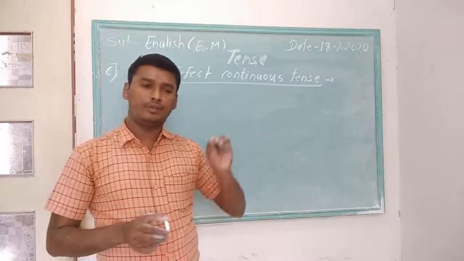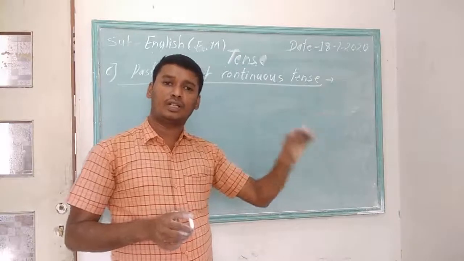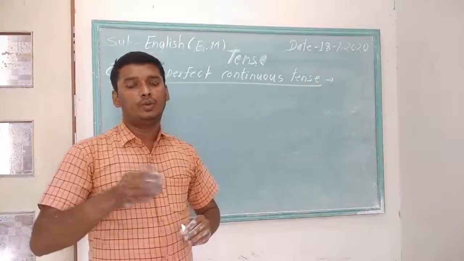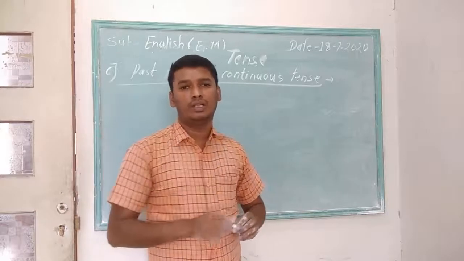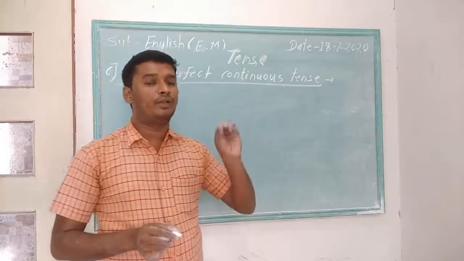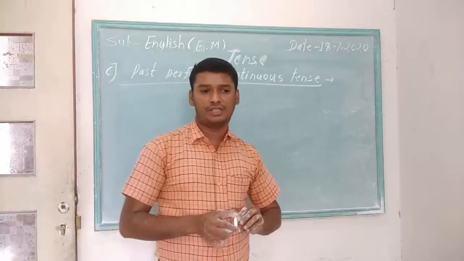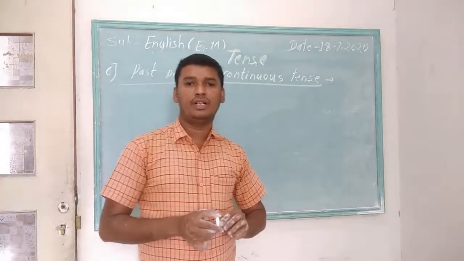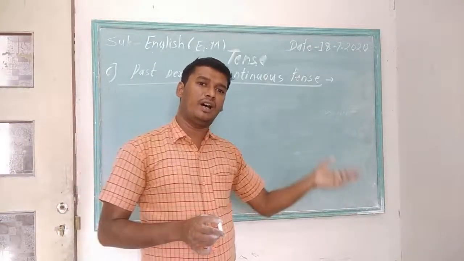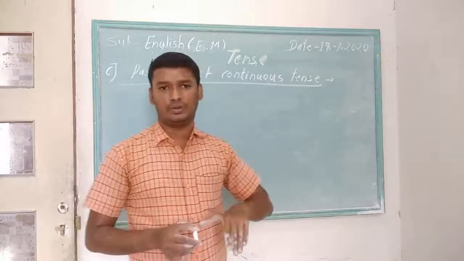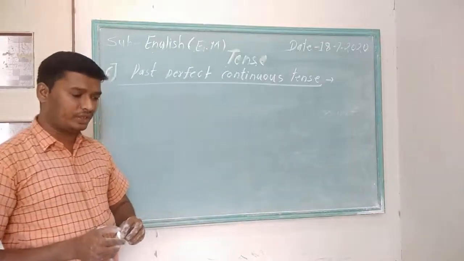For example, if you started your project at 10 o'clock yesterday and you were still working on that project till 4 o'clock, then that example is of past perfect continuous tense. In this tense also, half action will be completed and half action will be going on. Okay? It is past perfect continuous tense.